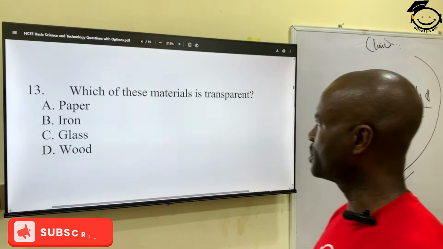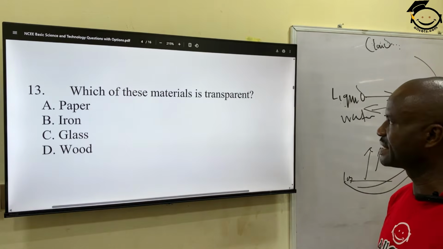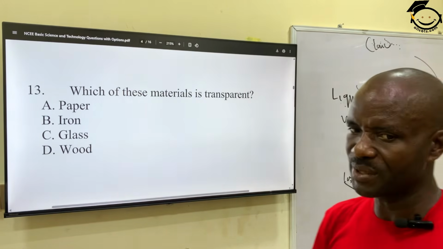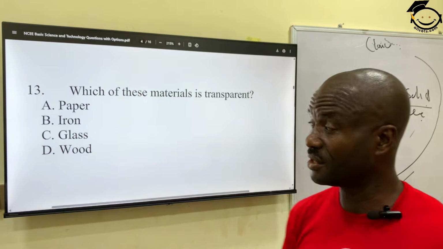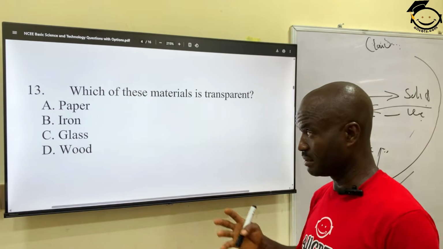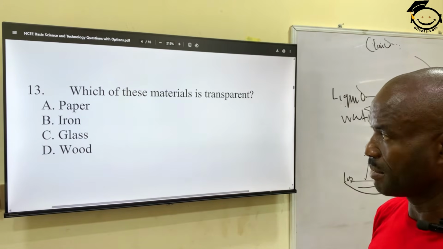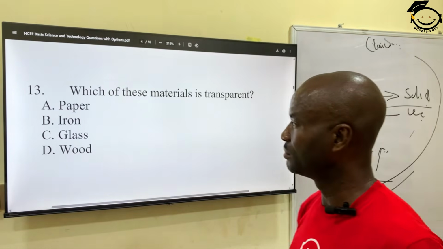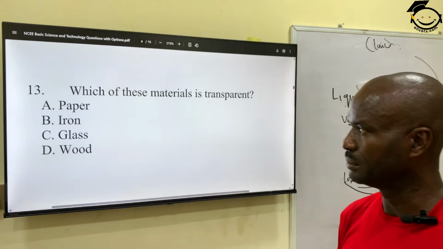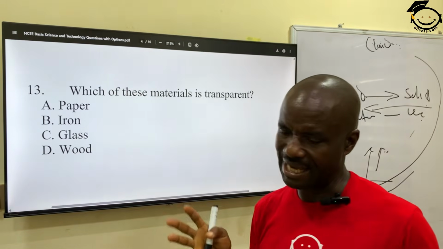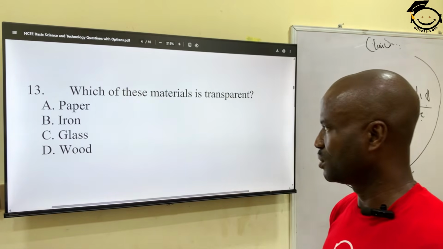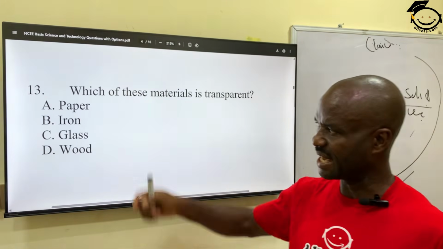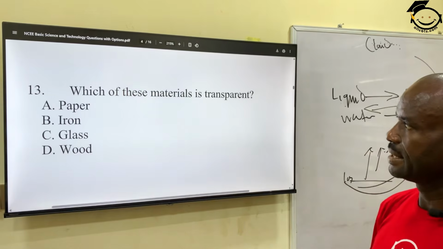Question 13. Which part of this material is transparent? When we say transparency, it is the ability of light to pass through any object or matter. Paper, will light pass through a paper? No. Iron? No. But glass, yes, light can easily pass through the glass without hindrance. Then the other option, wood. The correct answer is C, glass.